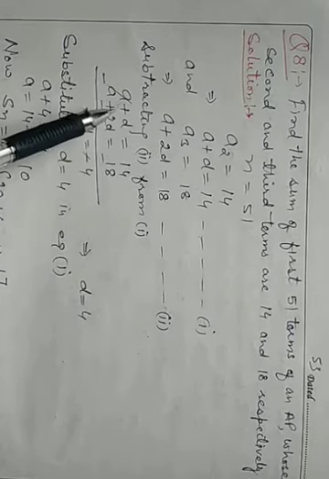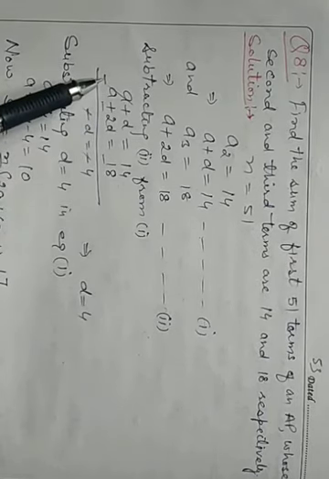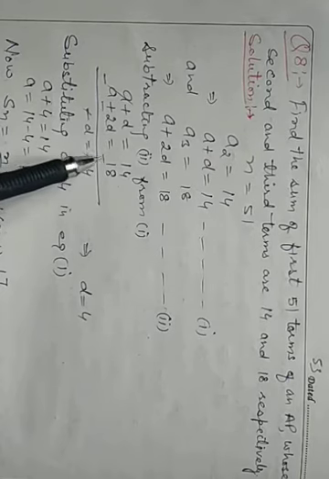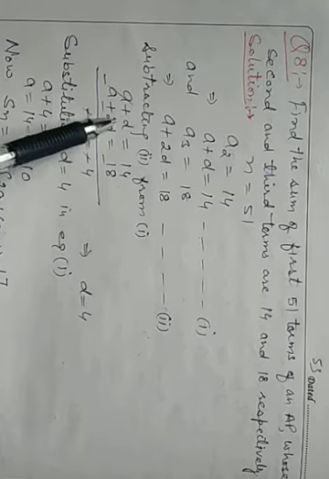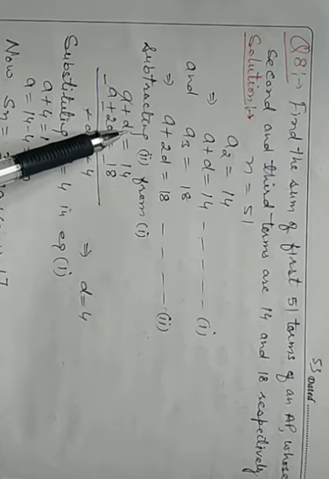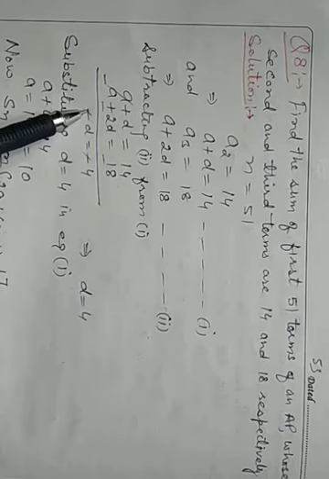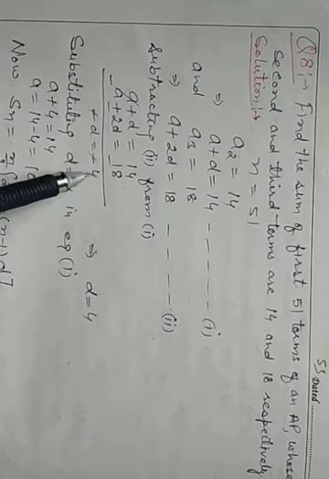Elimination method, subtracting 2 from 1. First equation as it is, second equation as it is. For subtracting, we change the sign. Plus will become minus, plus will become minus, plus will become minus. Plus A minus A cancel. 2D of minus and 1D of plus. Now it is minus 2D minus 1D. 1D, greater number sign minus. 18 minus 14 plus. Solve it. It is minus 4.